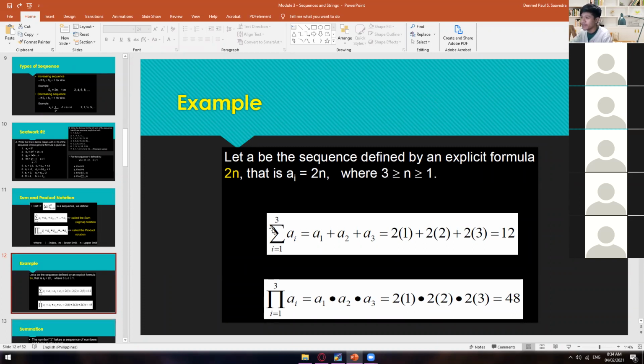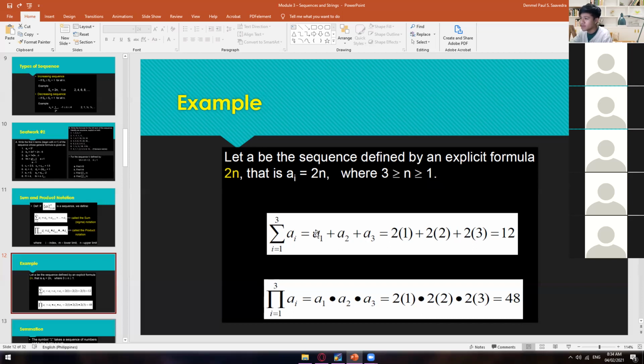So as you can see right here, we have the summation and then the notation. For the summation, we have this formula, A sub I, wherein this A sub I is 2 times n. If you're going to elaborate this further, this is actually A sub 1, A sub 2, and then A sub 3. Where did we get this? It is the range from the lower limit up to the upper limit. As you can see, this is incrementing by 1. So it's A1 plus A2 plus A3.